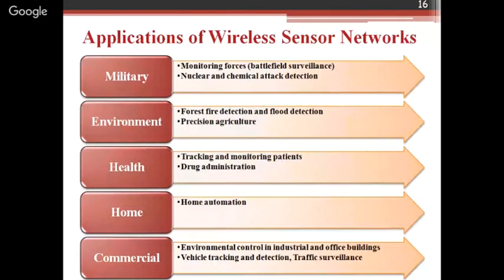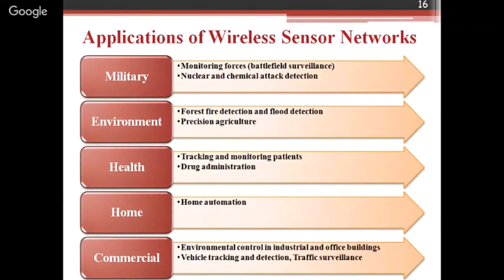Applications of wireless sensor networks. Wireless sensor networks can be used in military applications, where they can be used for monitoring forces, battlefield surveillance, or detecting nuclear or chemical attacks. In the environment, they are used for forest fire detection and flood detection. Sensor nodes have some threshold value, and if the water goes above that threshold, they send an alarm to the user or the person sitting at the base station.